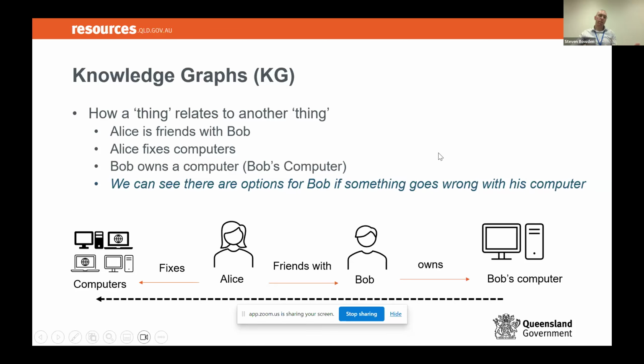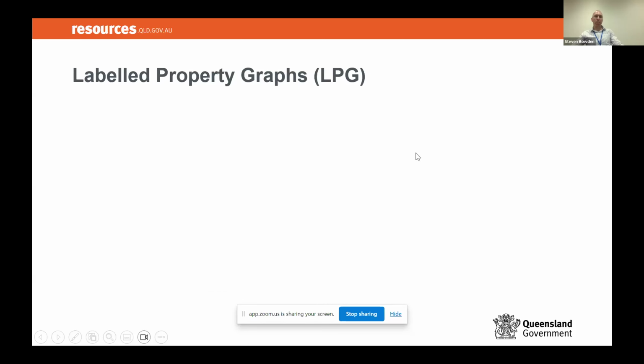So in this knowledge graph, simply you can make inferences and you can determine things from that. So we can see here that if something goes wrong with Bob's computer, there's an avenue through Alice to get his computer fixed. It's a simple, very easy to understand, human relatable concept, these knowledge graphs.